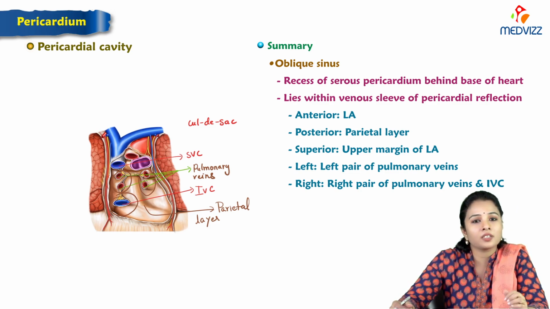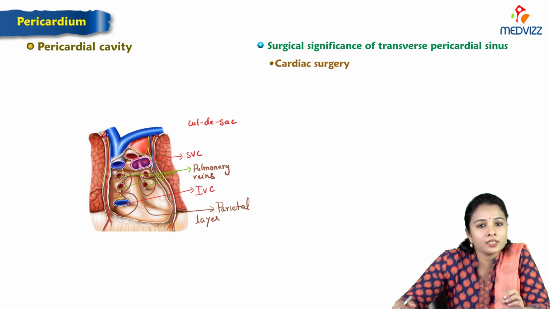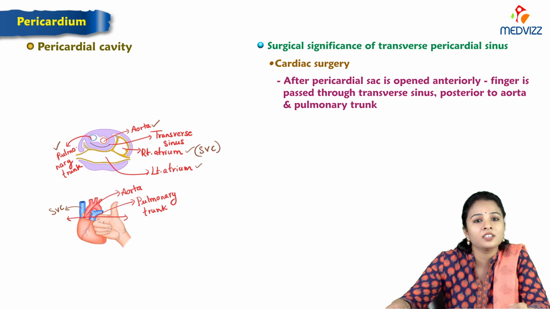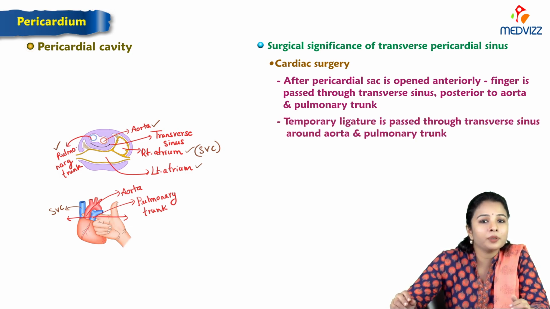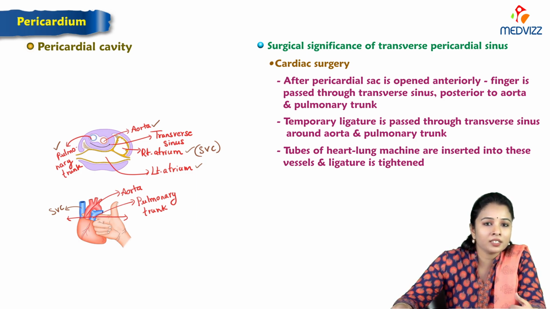Some additional points are the surgical significance of the transverse pericardial sinus. During cardiac surgery, after the pericardial sac is opened anteriorly, a finger is passed through the transverse sinus of pericardium posterior to the aorta and pulmonary trunk, and a temporary ligature is passed through the transverse sinus around the aorta and pulmonary trunk. The tubes of the heart-lung machine are inserted into these vessels and the ligature is tightened. That is the procedure during open cardiac surgeries.